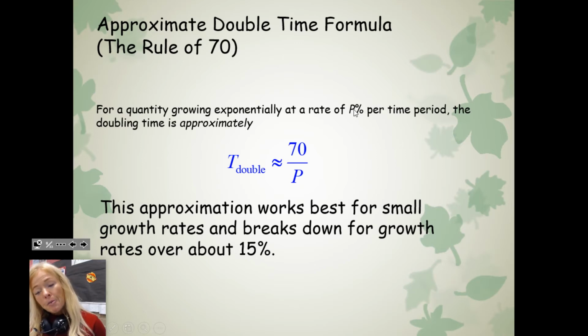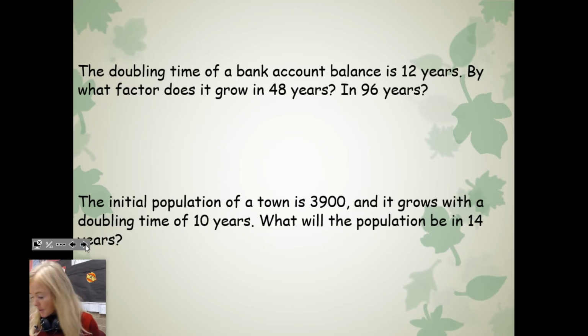So if we want to find an approximate doubling time, we can take 70 and divide it by a percent, given the percent. Of course, we'll have to be given that in our problems. But this approximation is not great. It has its limitations, but it is perfect for any growth rates that are under 15%. Anytime the growth rate exceeds 15%, it's not the best approximation. It just breaks down. Okay, so we'll use those in your homework a little bit, and that's in your formulas there.